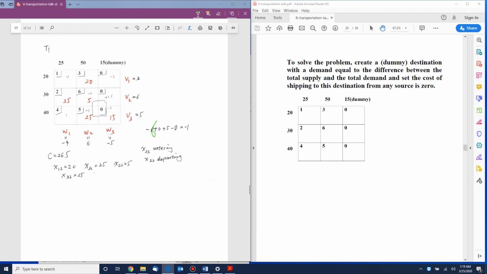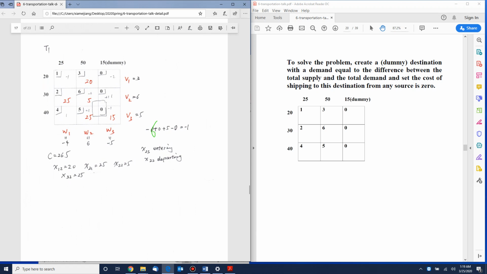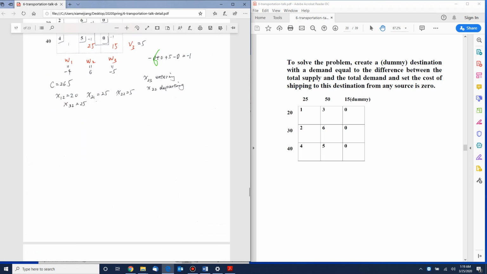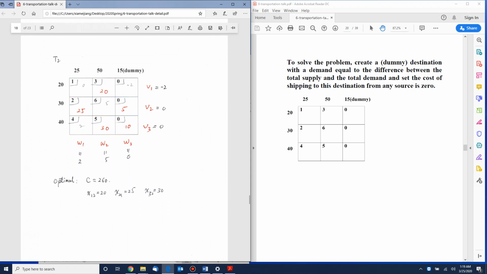We also find that the cost is 265, right? When we make up the loop, the entering variable is x23 and the departing variable is x22, and then we can move to tableau 2. When we work out tableau 2, we find it has already reached the optimal solution, where the cost equals 260, with x12 equals 20, x21 equals 25, x32 equals 30.